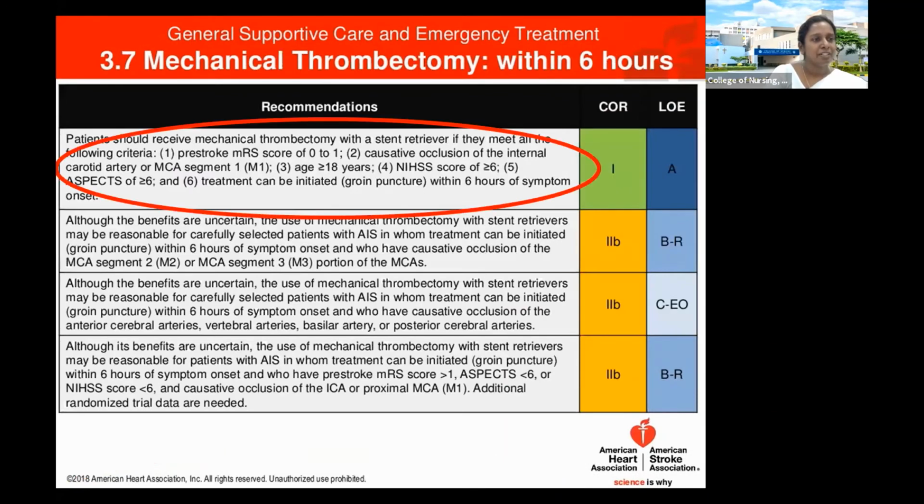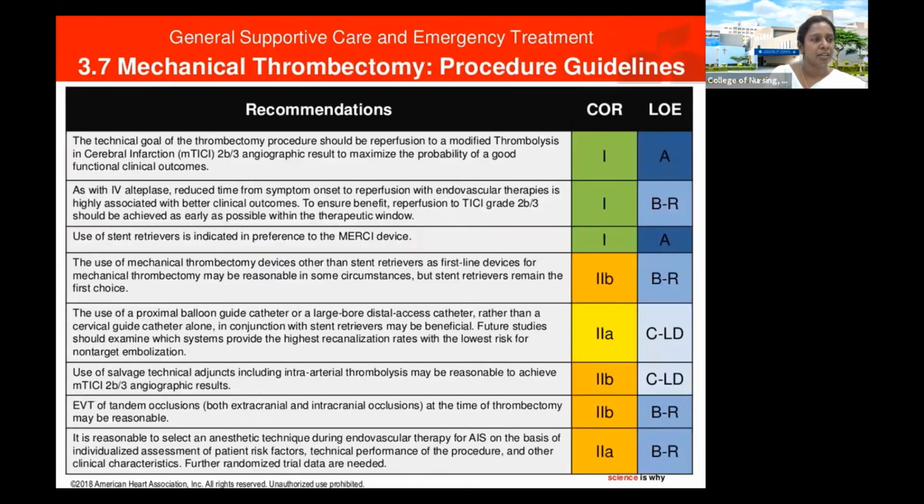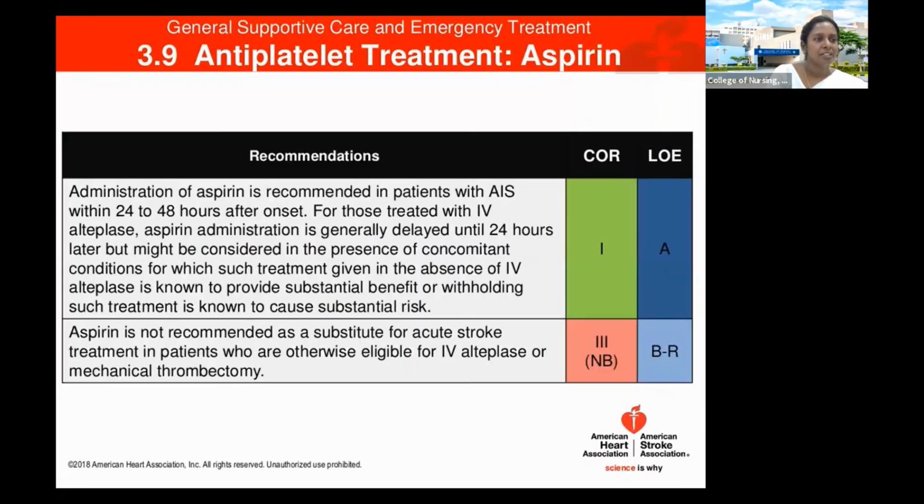Mechanical thrombectomy, I just want to show you the recommendation. Stent retrievers is the only thing that is recommended by the AHA guidelines. If you see this highlighted one, use of stent retrievers is indicated in preference to the Mercy device. Regarding intraarterial thrombolysis, I talked to you. This is about aspirin. It has to be started 24 to 48 hours after TPA administration, not in the emergency time period.